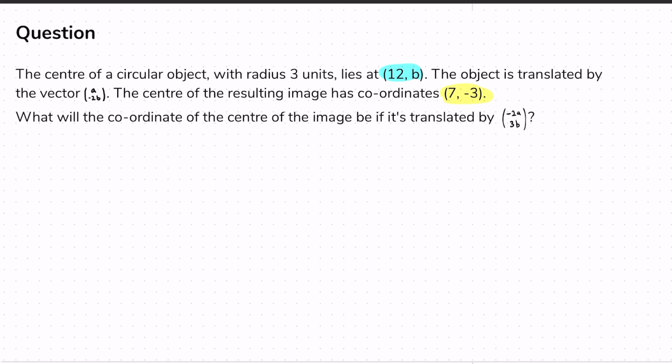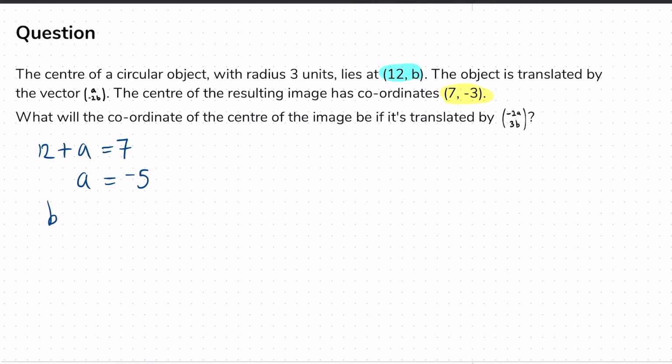Well, if I start at 12 and add a, I end up at 7. So a is going to be equal to 7 minus 12, negative 5. Wonderful. So can I do the same thing for b? Right, well, b added to 2b, and minus 2b is equal to negative 3.